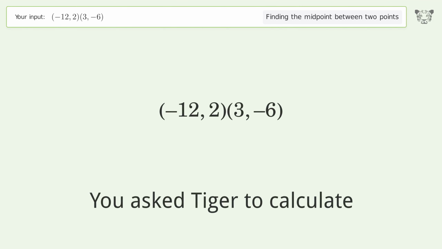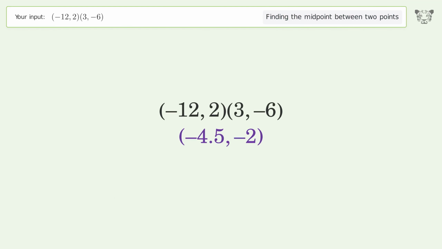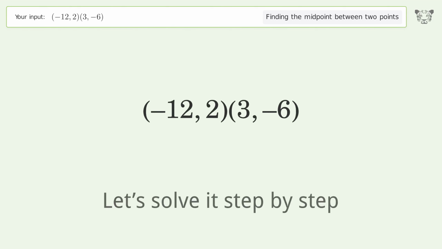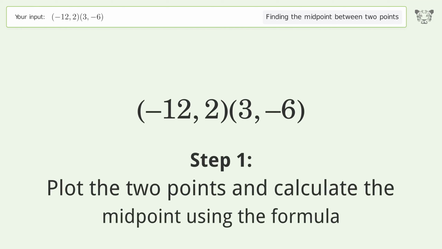You ask Tiger to calculate. This deals with finding the midpoint between 2 points. The midpoint between the 2 points is -4.5, -2. Let's solve it step by step. Plot the 2 points and calculate the midpoint using the formula.